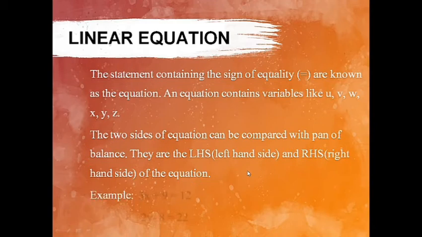So the example is given, that is 3x plus 9 equals 12. By using an example you can understand very clearly what a linear equation is. When we take only 3x plus 9, it is called an expression. But when we use the sign of equality and two sides, LHS and RHS, then it is called an equation. So the difference between an expression and an equation is that there is no equality sign in a linear expression, but there is an equality sign in a linear equation.